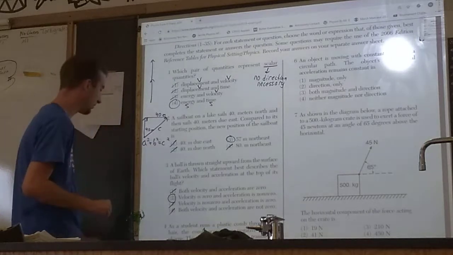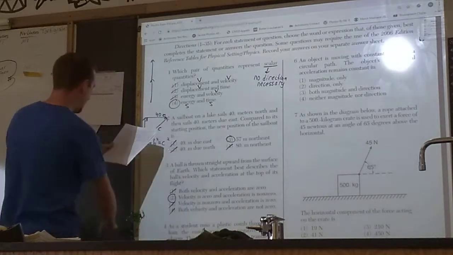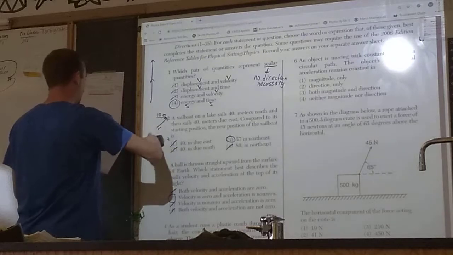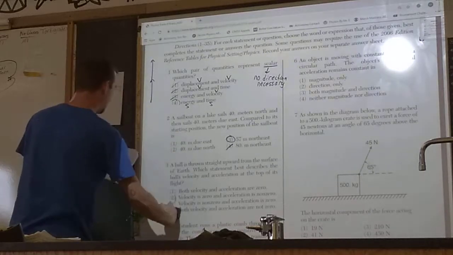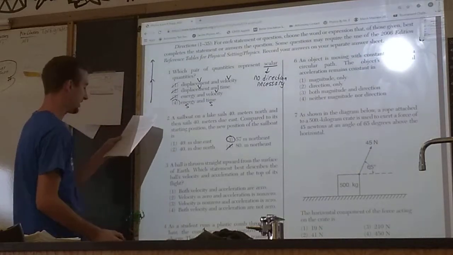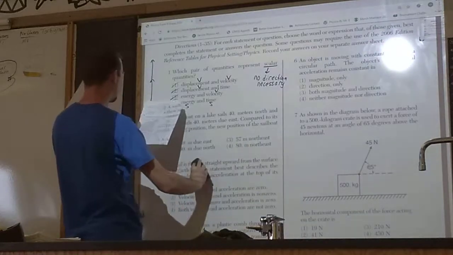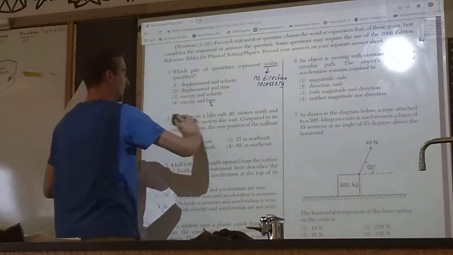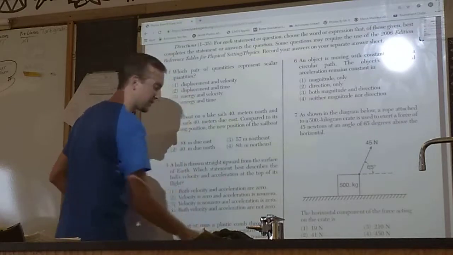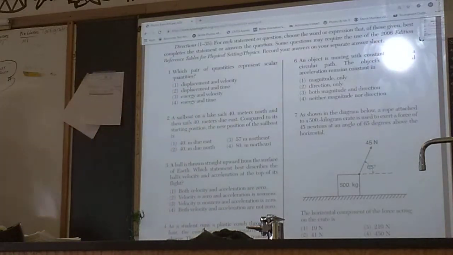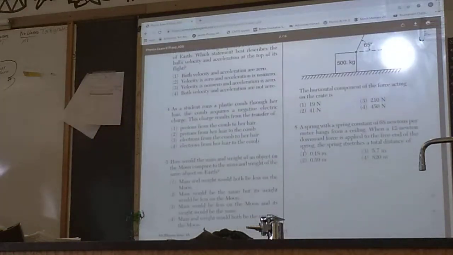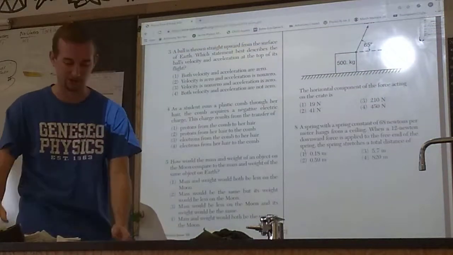All right, moving on to number 4. As I erase, I'll read it. As a student runs a plastic comb through her hair, the comb acquires a negative electric charge. The charge results from the transfer of what? We're jumping all the way to electricity. Sometimes that happens. Usually they go in the order that we cover stuff throughout the year, but they're not right now.